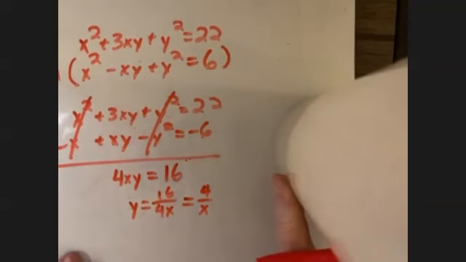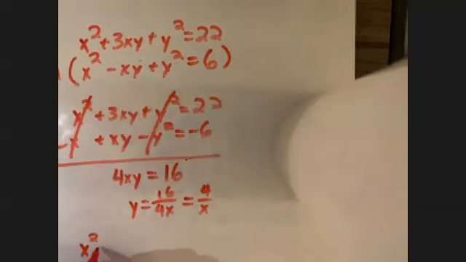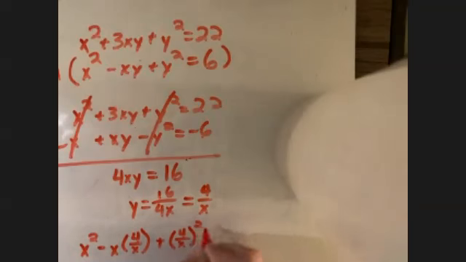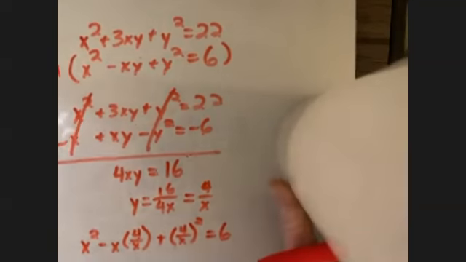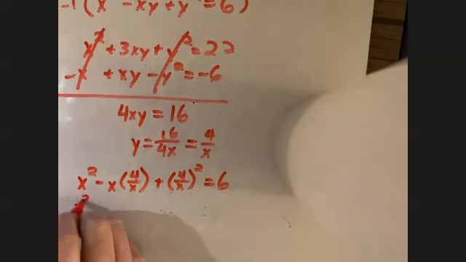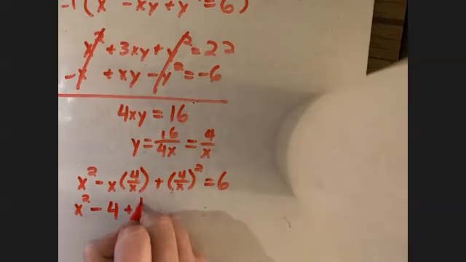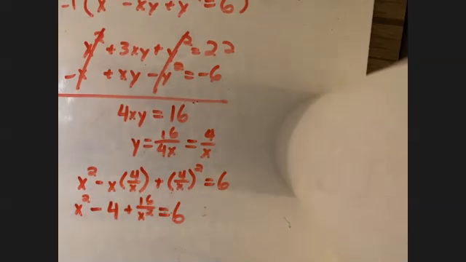So now what we're going to do is I'm going to replace that. And I'm going to go back up to this simpler equation. So now I have x squared minus x times 4 over x plus 4 over x squared equals 6. Okay. Now, cleaning this up, I've got x squared. This times x divided by x is going to go away, so it's going to give me a 4 plus 16 over x squared equals 6.